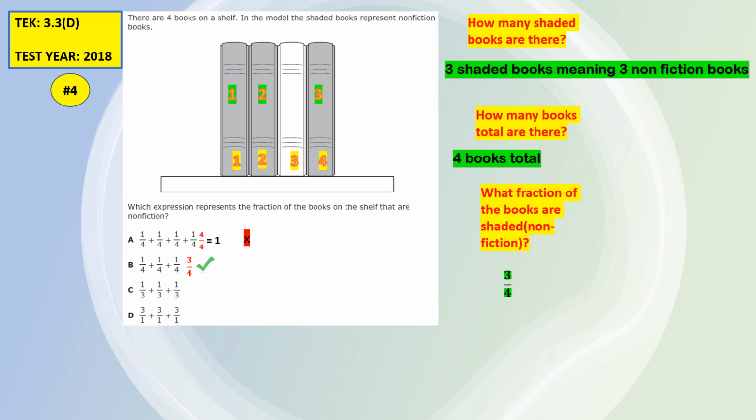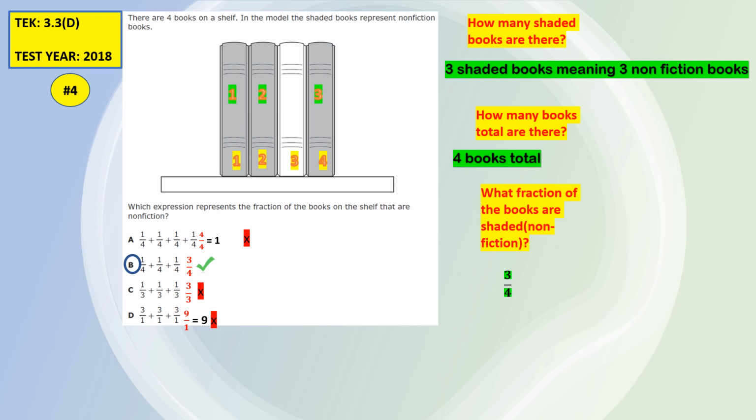But I'm going to go through all of my answer choices just to be sure. Now, if I add those unit fractions up in C, then I'm going to get 3/3. 3/3 is the same as 1 whole. So it's definitely not C. And if I add the fractions in answer choice D, I'm going to get 9/1, which is equal to 9 wholes. So my correct answer here is B.